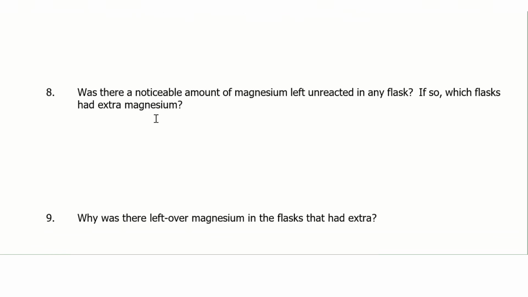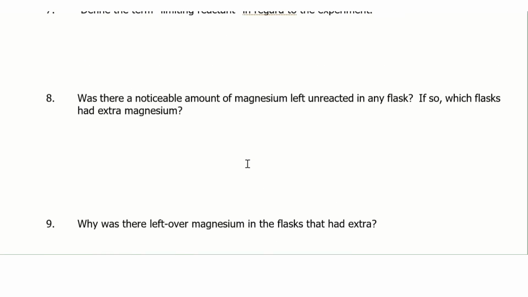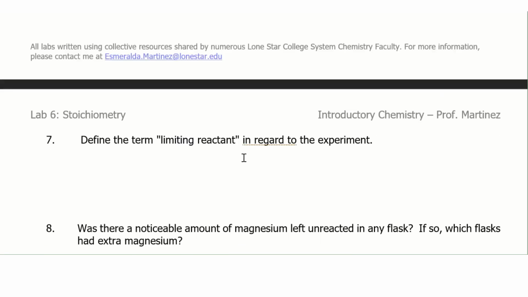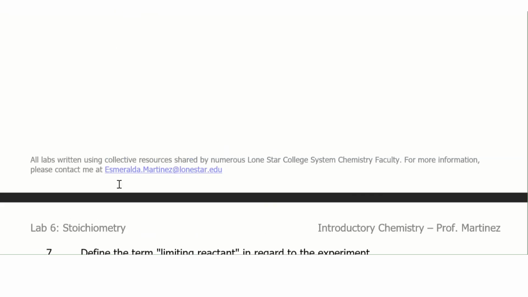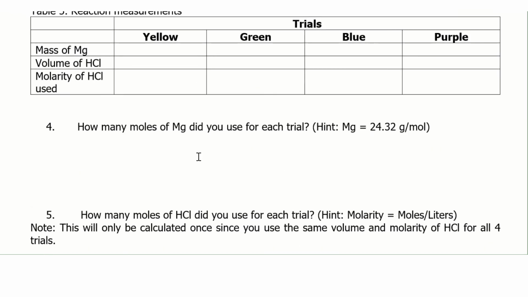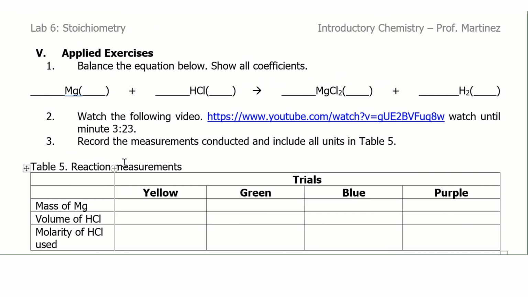And then just some follow-up questions where you discuss limiting reactant, why there was leftover magnesium, and you will answer these. I'm going to add in a little instruction here where I would just like for you to answer these in full sentences, complete sentences. Up here, it's all calculation, so I'll add that in as well. So that is everything for the applied exercises of this lab. As always, if you have any questions, just please let me know.